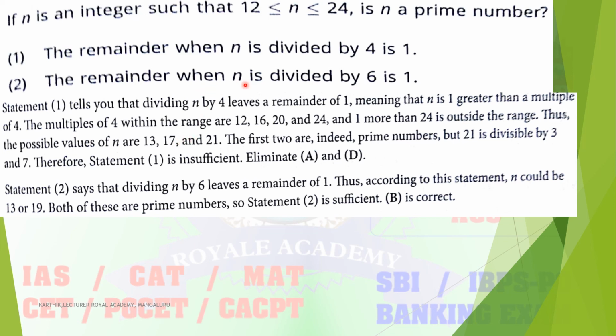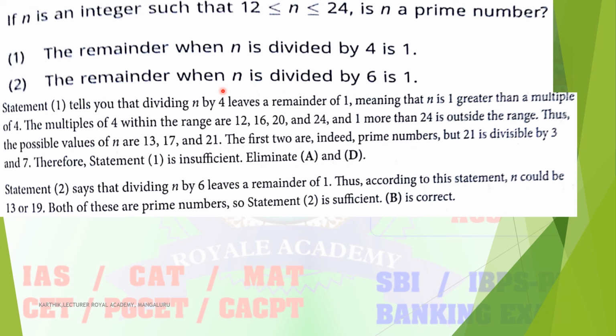Next, go for the second option. Here you get three numbers where n falls in between 12 and 24, but out of the 3, 2 are prime numbers and 1 is not a prime number. So this statement is not sufficient to answer the question. Is n a prime number? Two are prime and one is not, so it is not sufficient from the first statement.